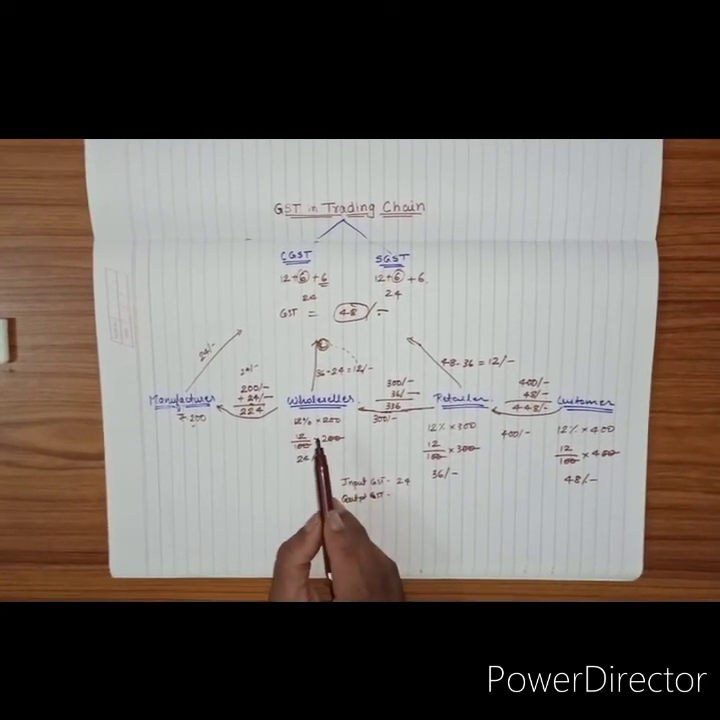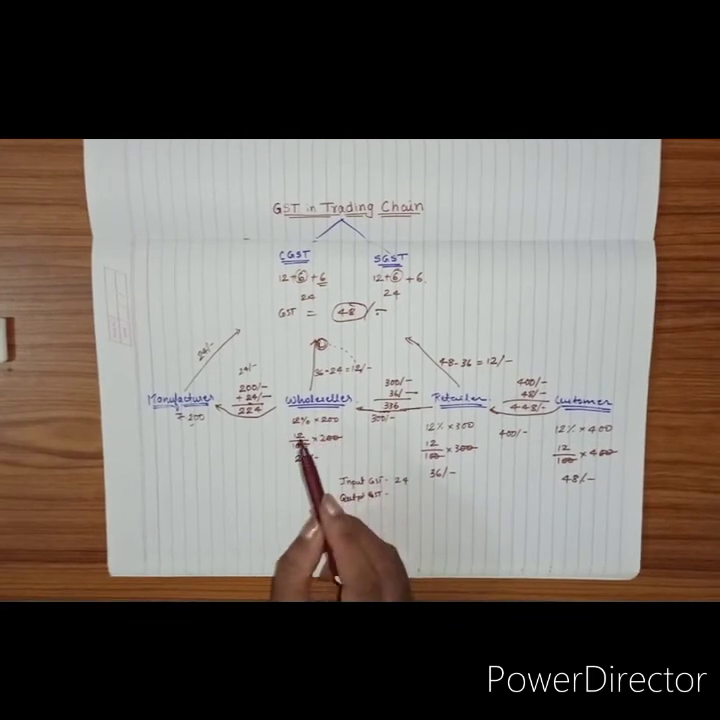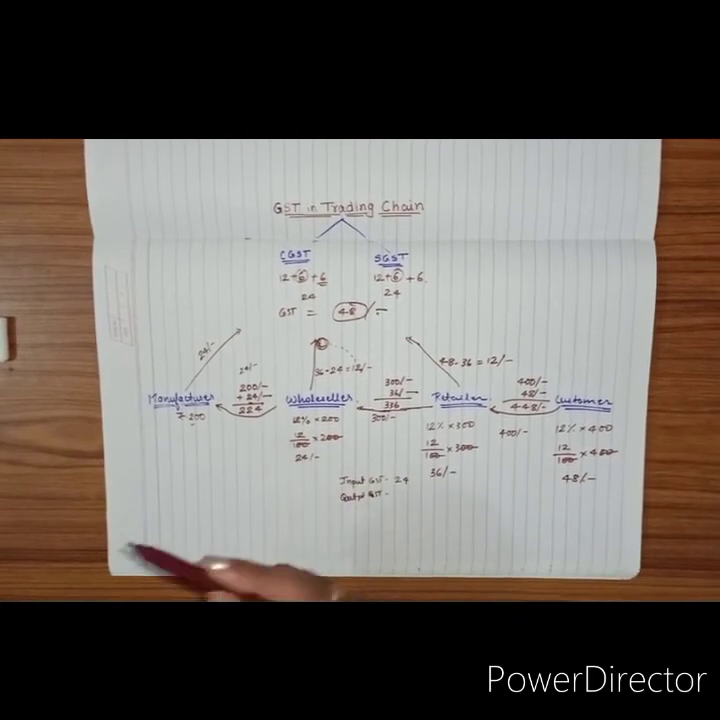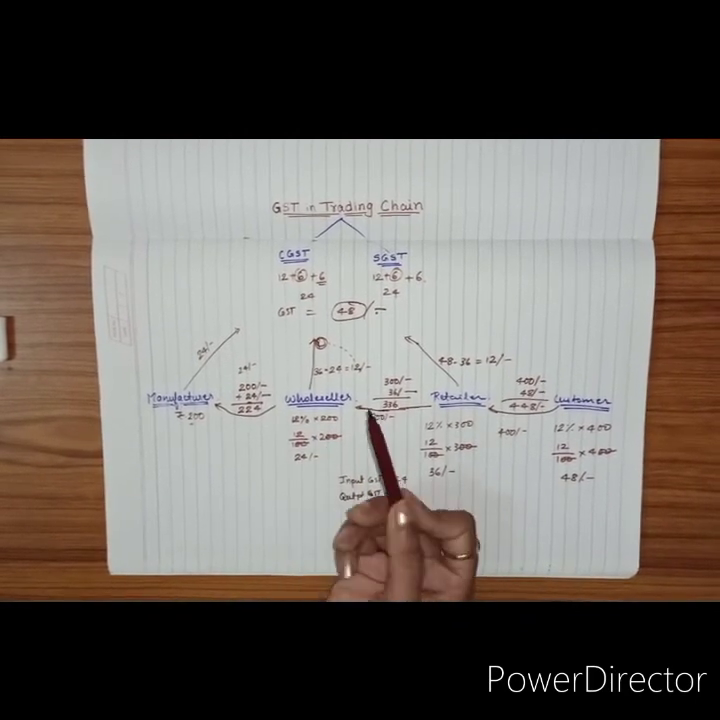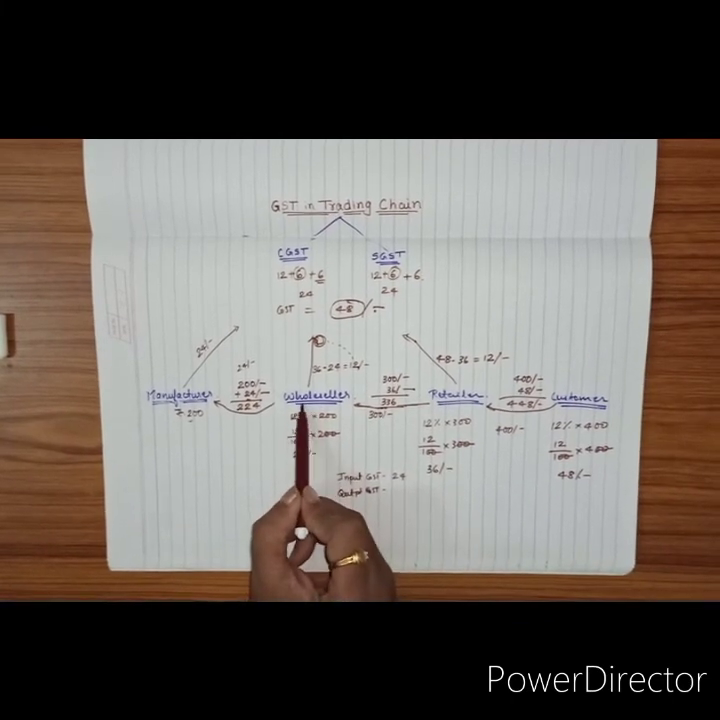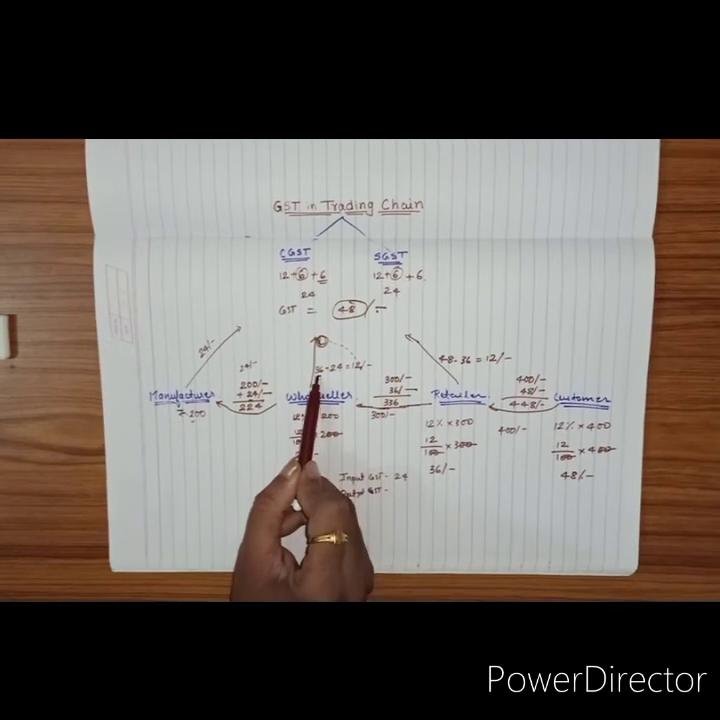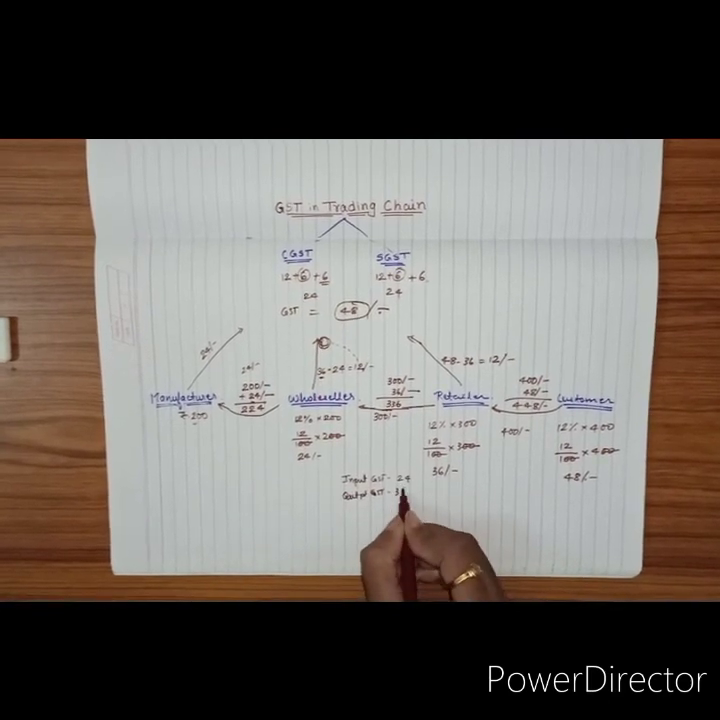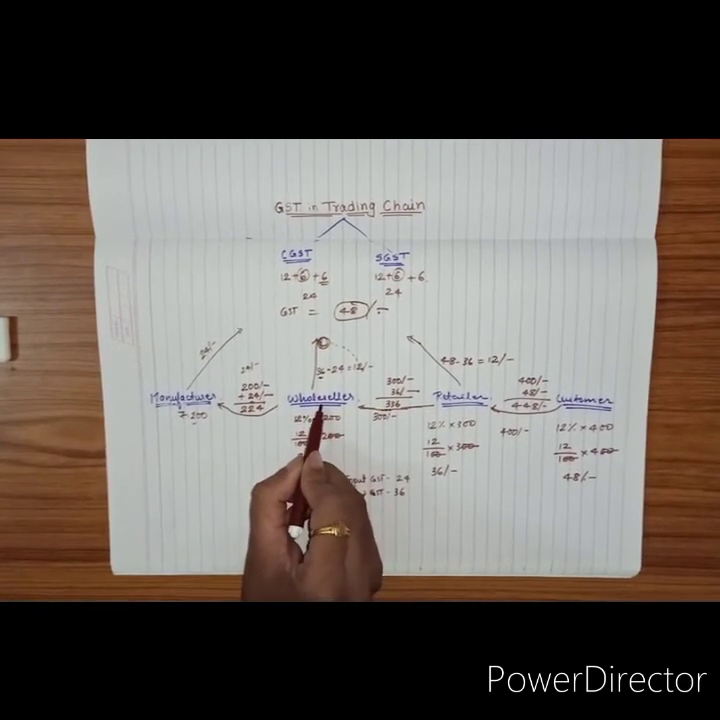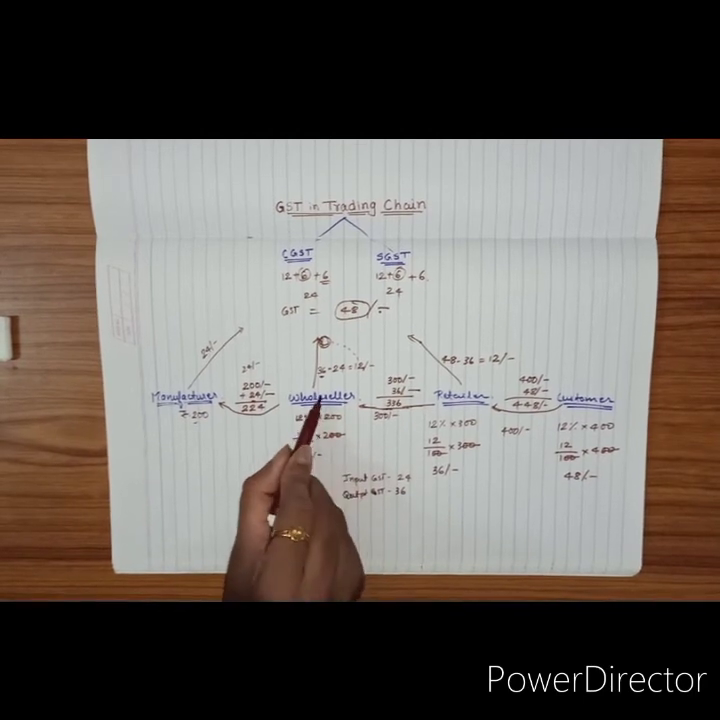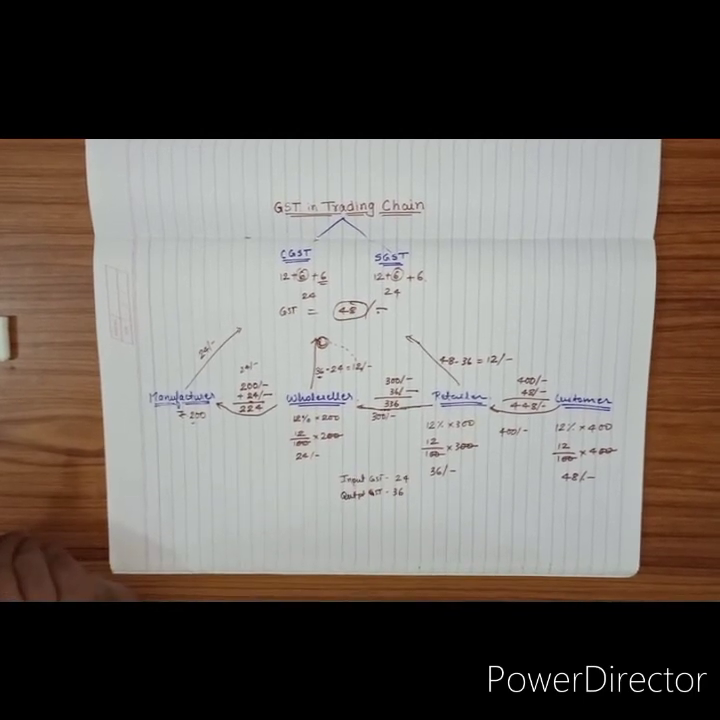And what is output? When the trader collects the GST at the time of sale. So now this person is selling, and he has collected how much? 36. He has collected 36 rupees. So that is his output tax. Are you getting it? Once again I will explain.